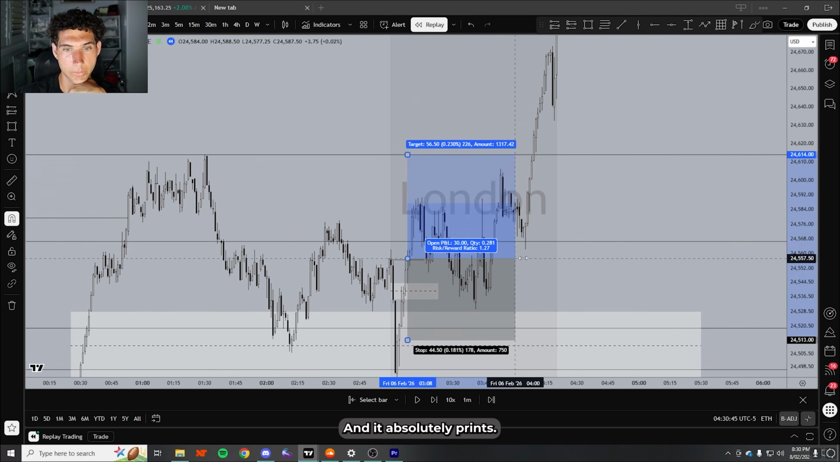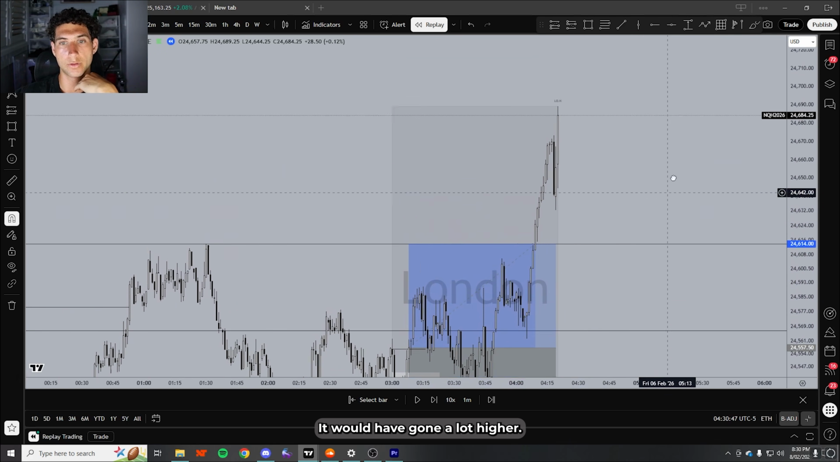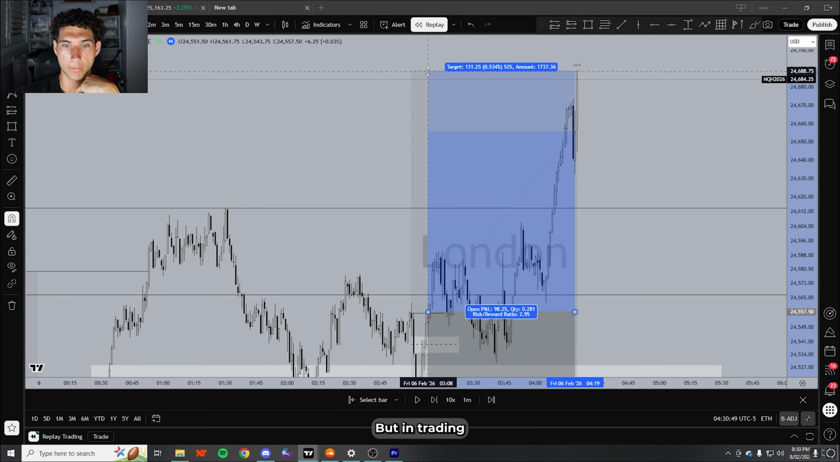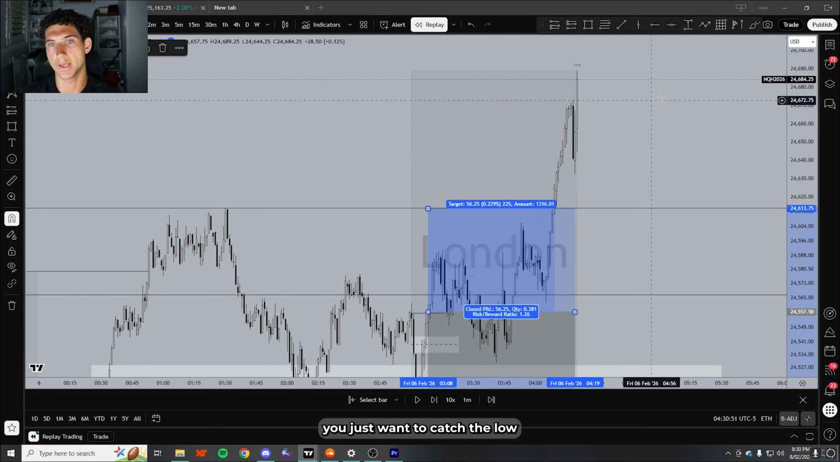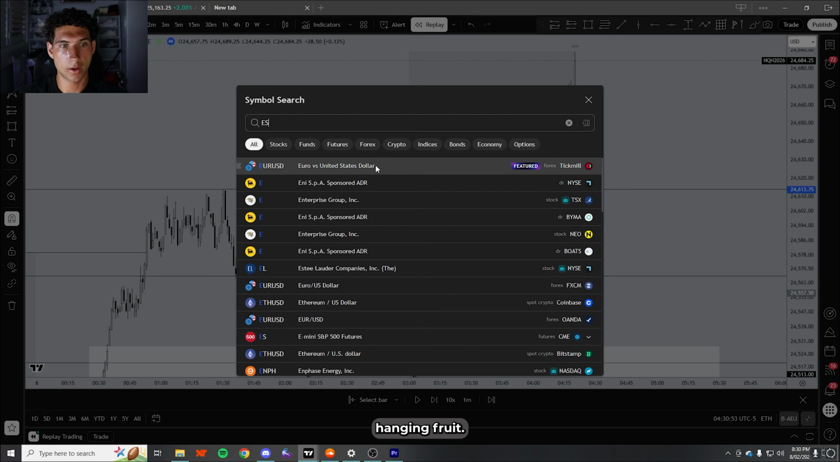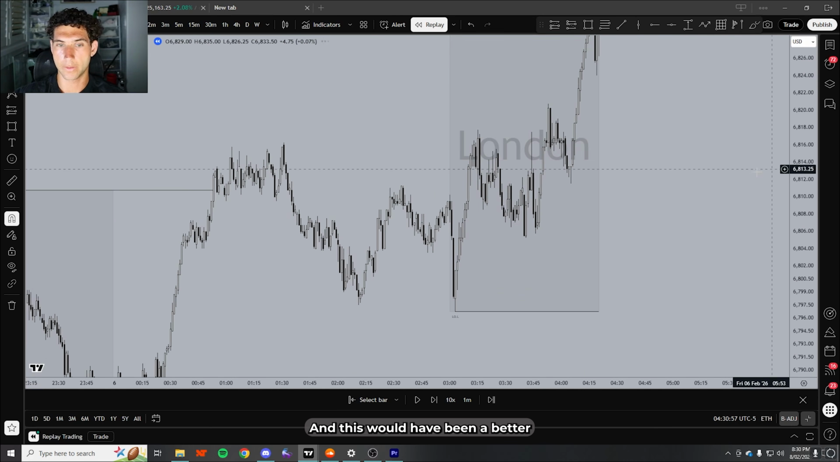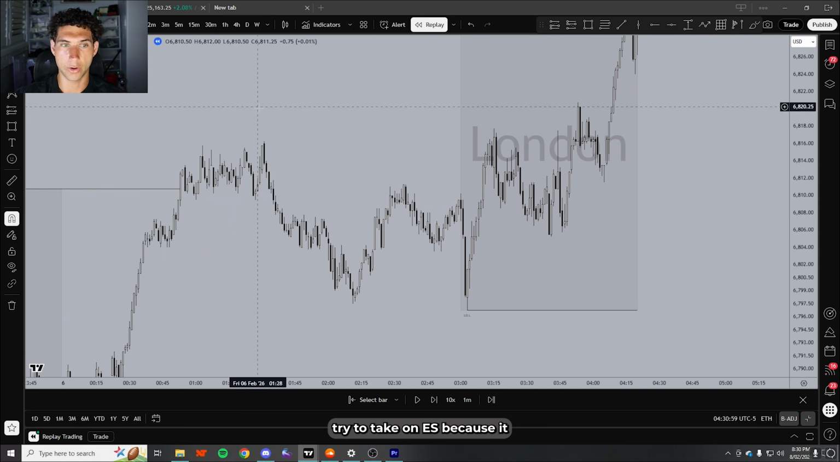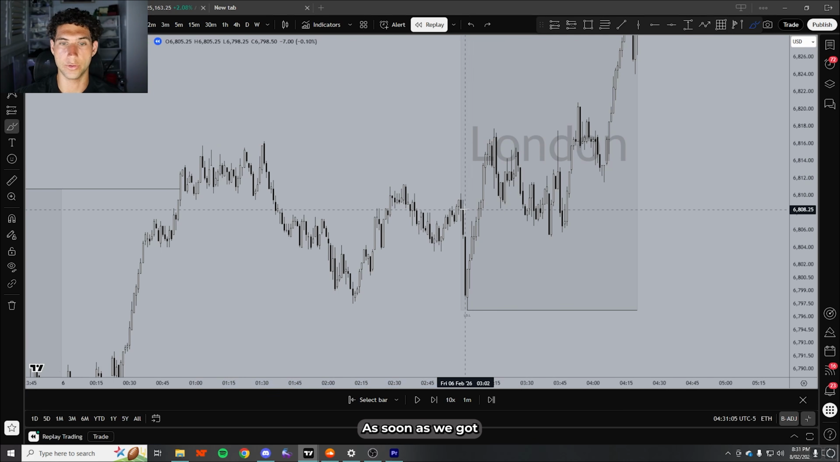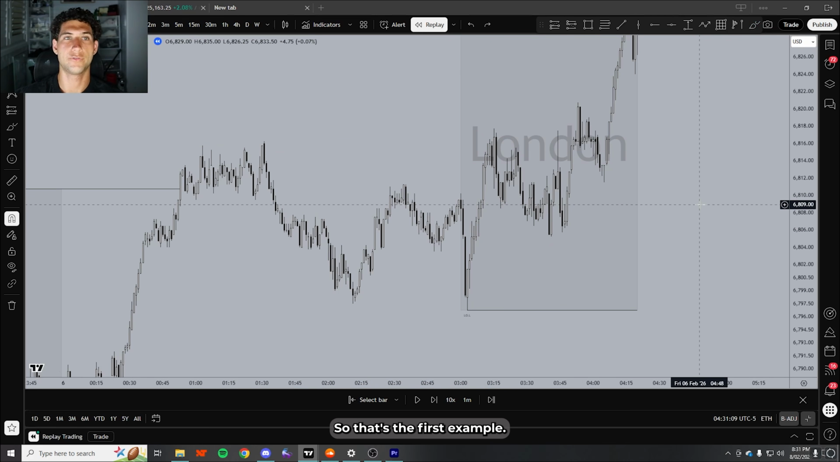And it absolutely prints. It would have gone a lot higher, but in trading, you just want to catch the low hanging fruit. And I did take this trade actually, and this would have been a better trade to take on ES because it immediately hit that external range liquidity as soon as we got that CISD and inversion. So that's the first example.